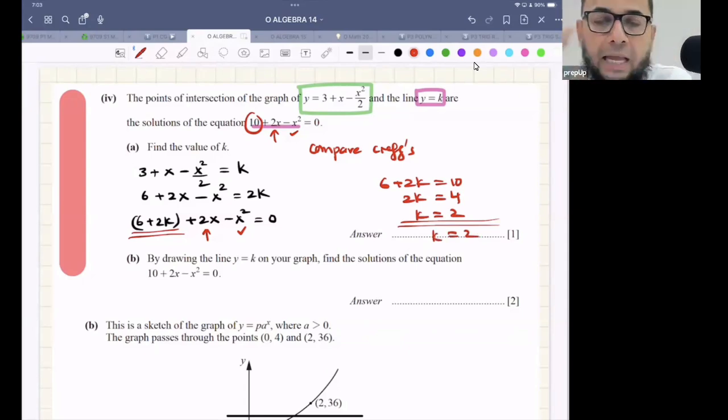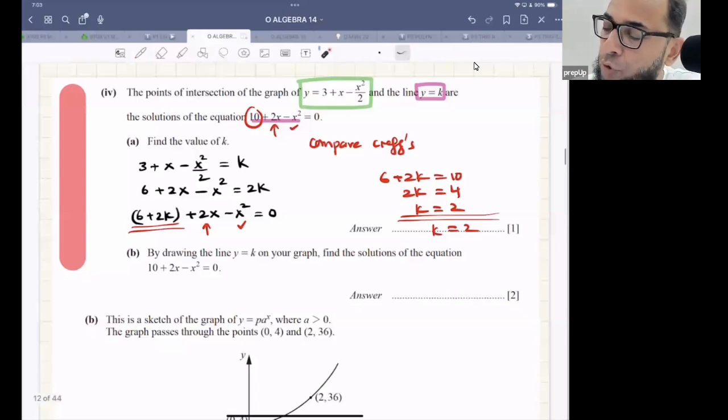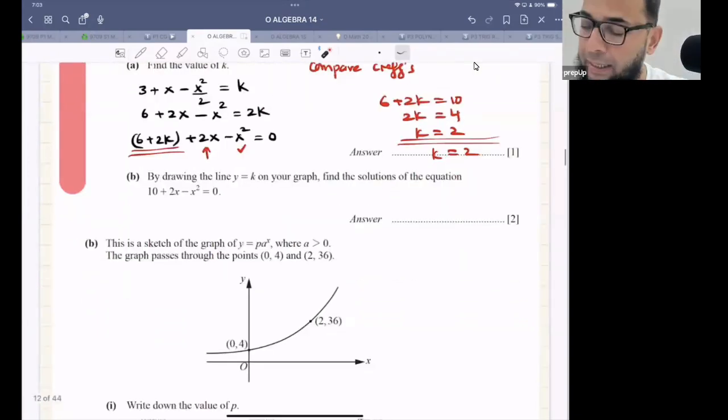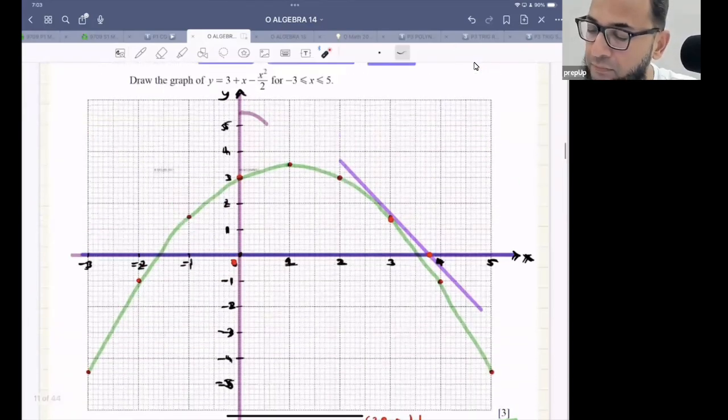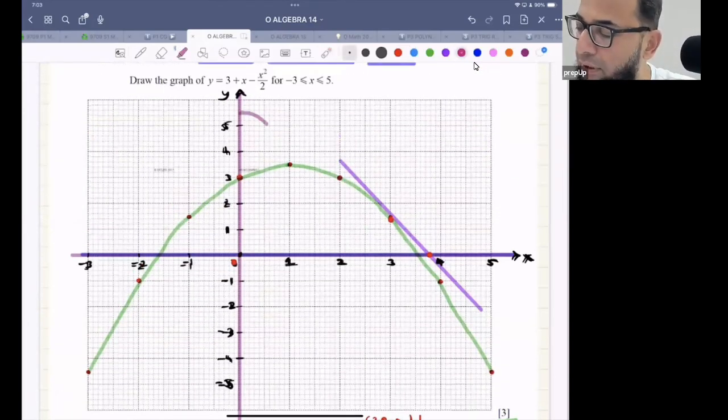Do you get this idea? Both equations combined, made into one equation, that is the same answer as this. So the rule is if two equations are intersecting with each other, that is the same thing as one curve intersecting the x-axis. That is the logic that we use over here. So by drawing the line y is equals to k on your graph, find the solutions of this equation. So draw the line y is equals to 2. So let me draw this line y is equals to 2.